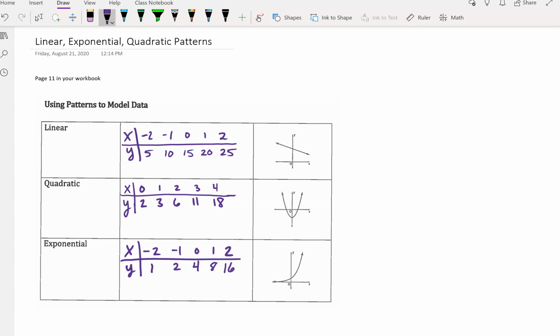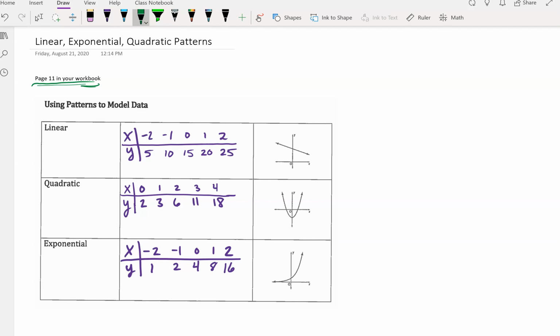All right, so we've been starting to talk about patterns, and we've specifically talked about linear, quadratic, and exponential patterns as those types of equations we're going to be studying throughout this upcoming school year. So let's take a look at these patterns that you see right here. And you can turn to page 11 in your workbook. That will help you to perhaps take some notes with me.